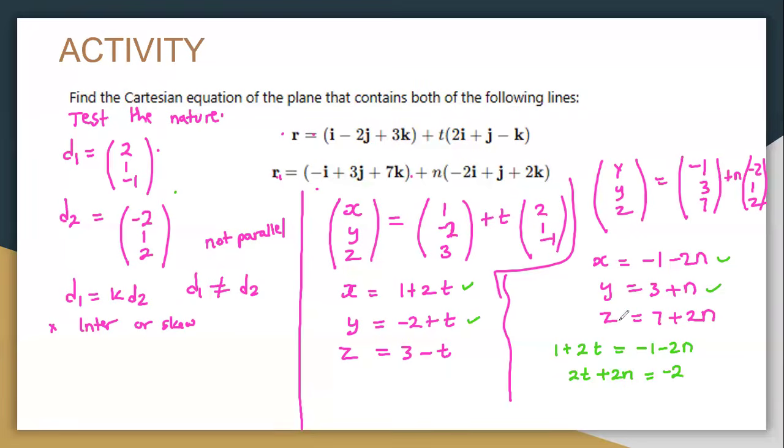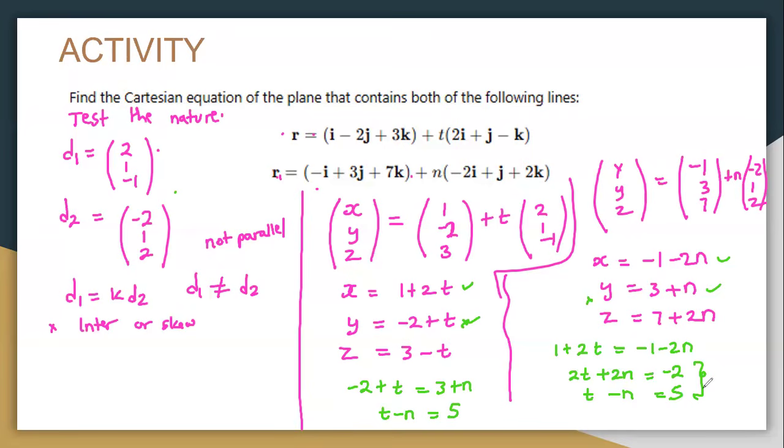Then when I equate the y's, I'm going to get the y and the y. Then I'll say -2 plus t is equal to 3 plus n. So that means we have t minus n is equal to, when the -2 goes that side, we get 5. So we shall have t minus n is equal to 5. Then the next thing is you solve these two equations simultaneously such that you find out what is the value of n and what is the value of t.